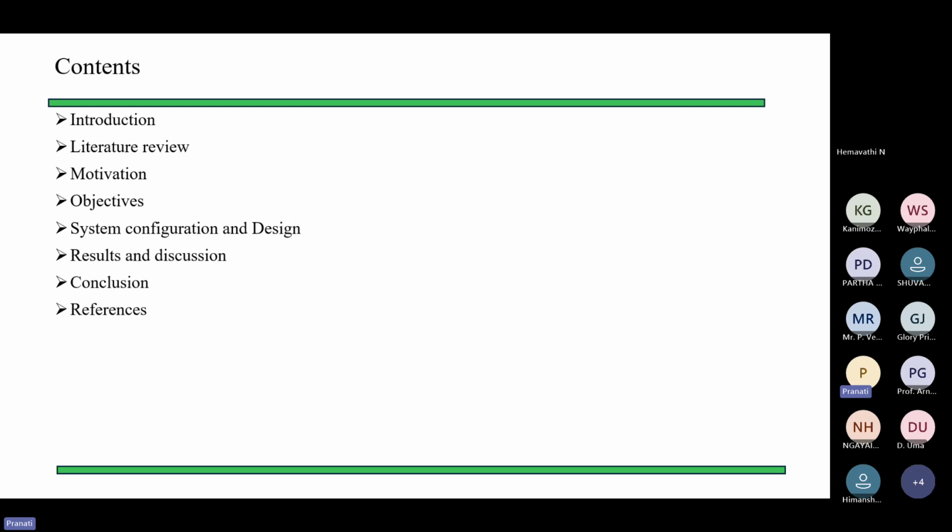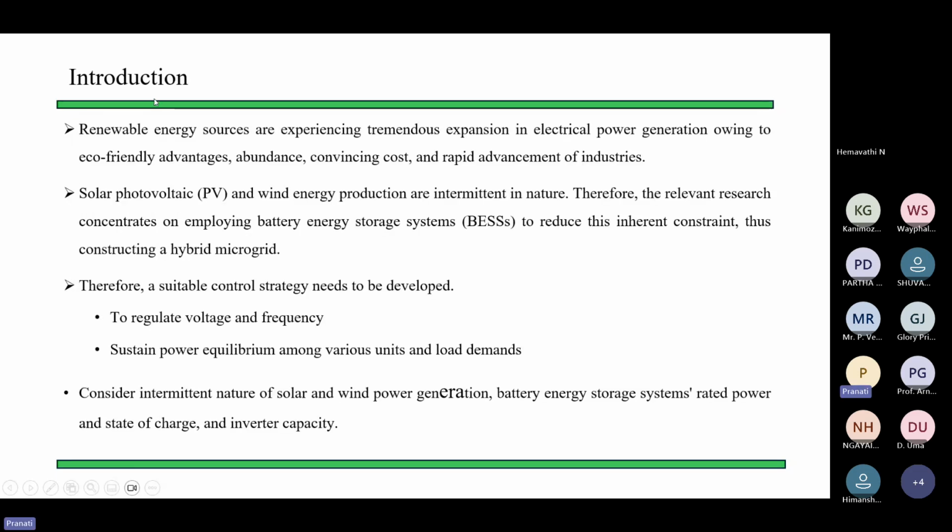Now, coming to the introduction, as we know, we are seeing tremendous expansion of renewable energy resources due to reasons known to everybody. Among the renewable energy resources, solar photovoltaic and wind energy are very prominent in nature. That is, they are mostly used in many countries.